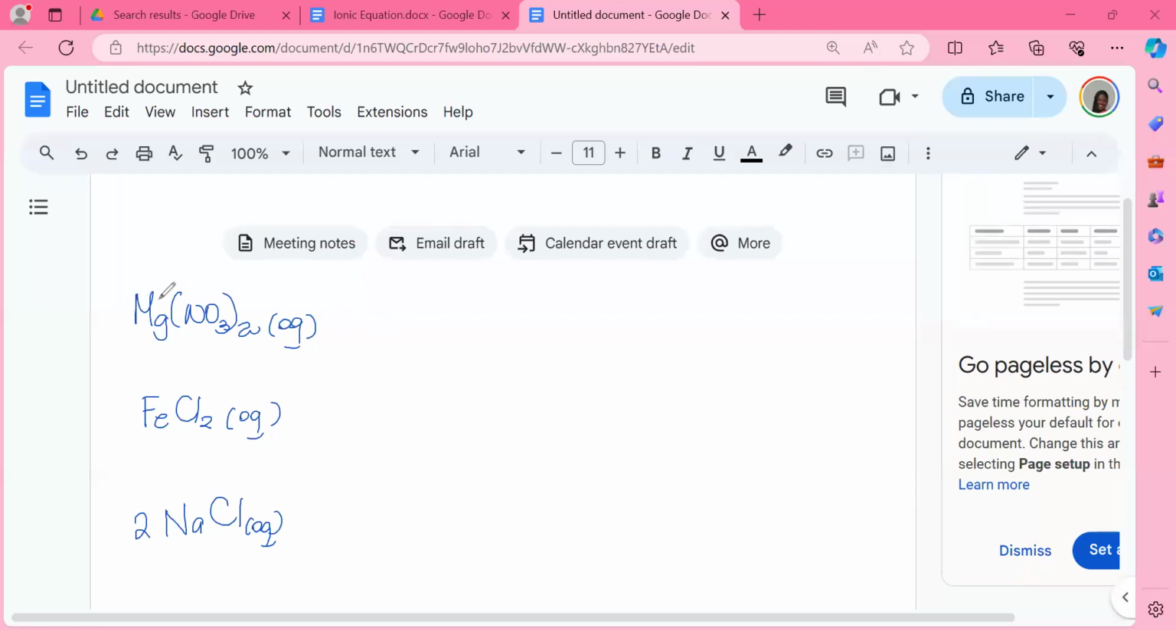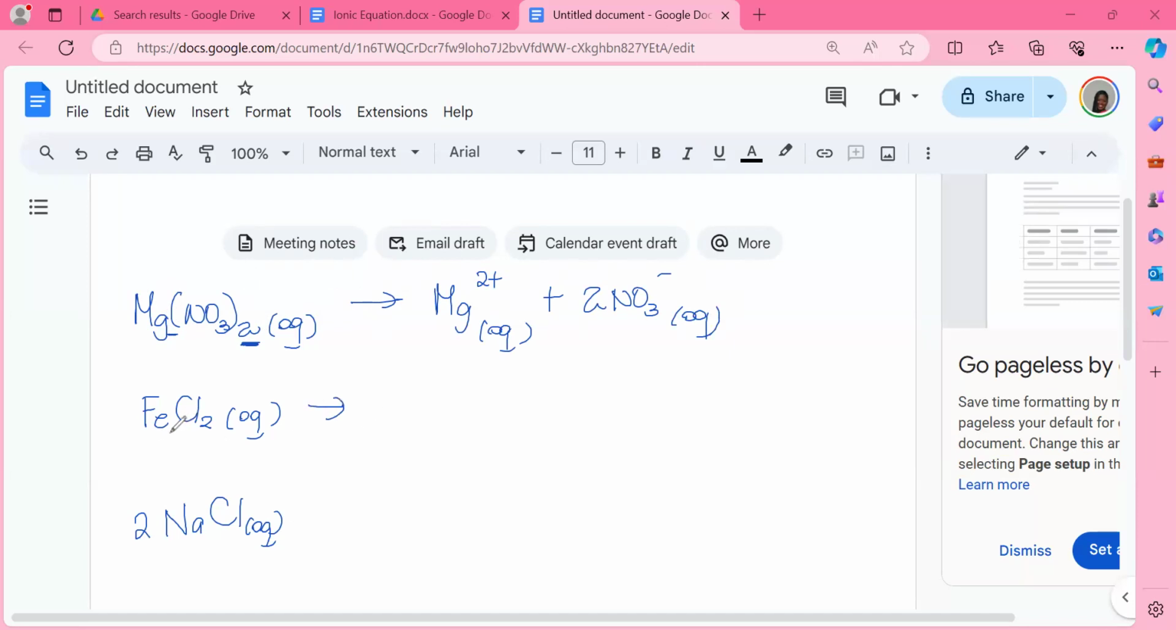So in this compound, the name of this compound is magnesium nitrate. We look to the bottom right of magnesium. There is only one, so the magnesium ion is Mg2 plus, and it's only one. Then we look to the bottom right of nitrate. We're seeing nitrate in brackets and a subscript 2. This means we have 2 nitrate ions.